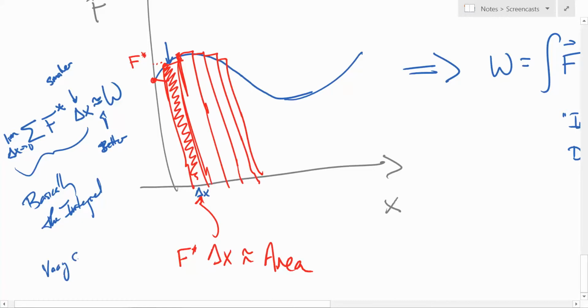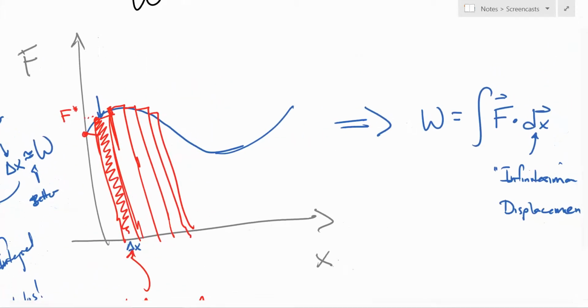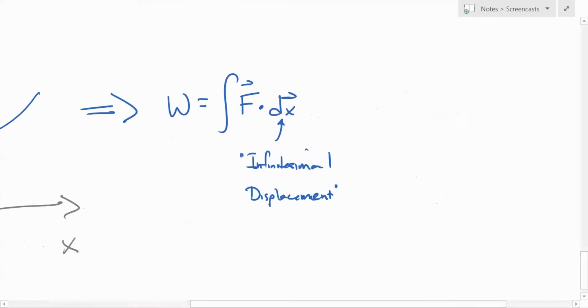Yay, calculus. Anyway, point is, if we have this wonderful thing going on, we make these rectangles very, very thin, and we do this integral now. So what happens here? Well, now we have to be able to say at every point on the path what the force is and what direction the displacement is.